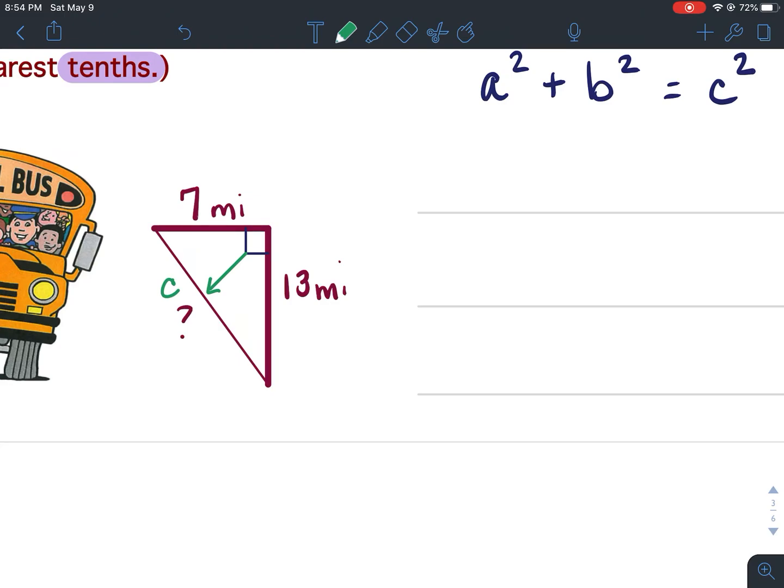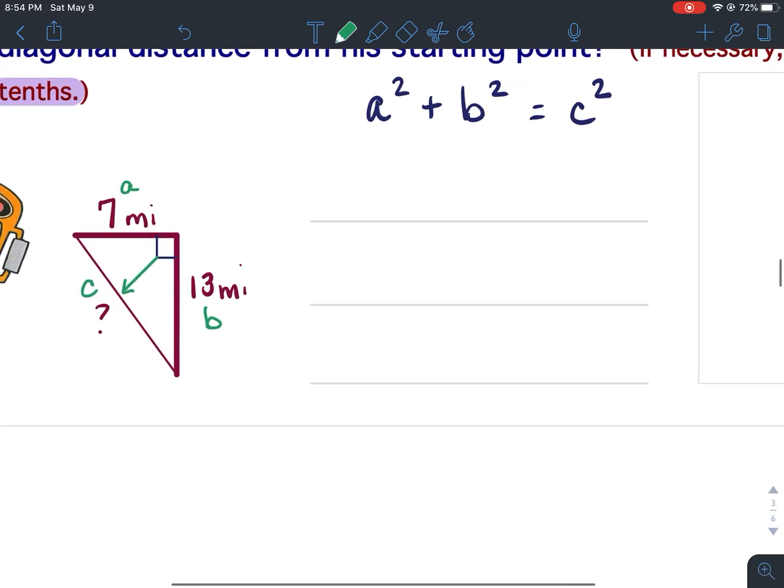Now, it doesn't matter what you label A or B. I've told you this before. I like to label the smaller length A and the longer length B. So we will call A 7 and B 13. Okay, so I plug in what I know. I've got 7 squared plus 13 squared equals the hypotenuse squared, which is what we are finding.